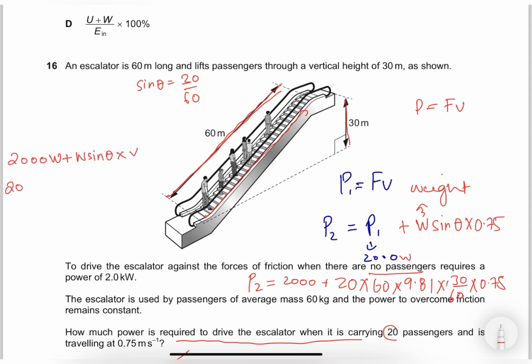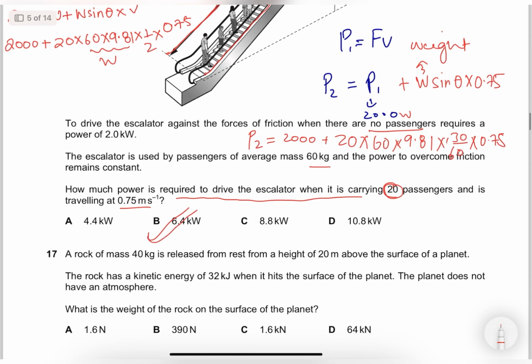So it would be 2000 plus the weight of 20 passengers. The mass of one passenger is given to us, 60 kg. So 20 times 60 times 9.81. This one, my friend, is weight. Sine 30 we know. Sine 30 is 30 upon 60, that is 1 by 2, times velocity, that is 0.75. Put it in your calculator and you will get the answer, my friend.